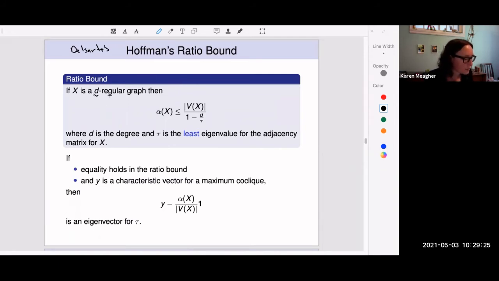So if I'm holding a D-regular graph, so every vertex is degree D, I can get a bound on my co-clique where I take the number of vertices and divide it by this number right here. This guy is my degree. And this little tau is going to be an eigenvalue, but I want it to be the least eigenvalue. What pushes this bound is the ratio between the highest eigenvalue, the degree, and the least eigenvalue, the tau.